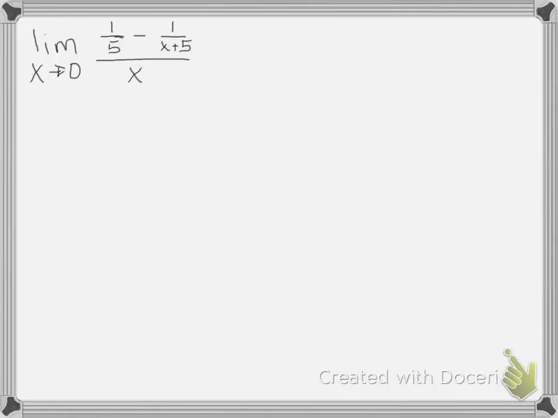So today we were looking at limits and how to evaluate the limit. The only way to evaluate a limit without using a calculator is to plug in the value that x is approaching. So in this case, x is approaching 0. And so the only way that we can evaluate this limit is if we plug 0 into the equation.